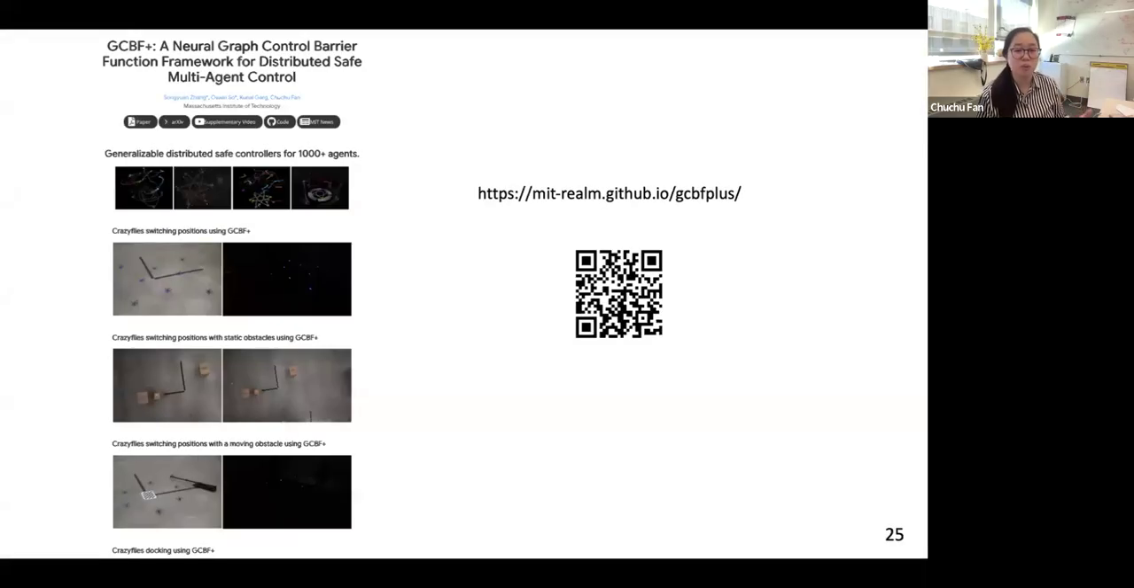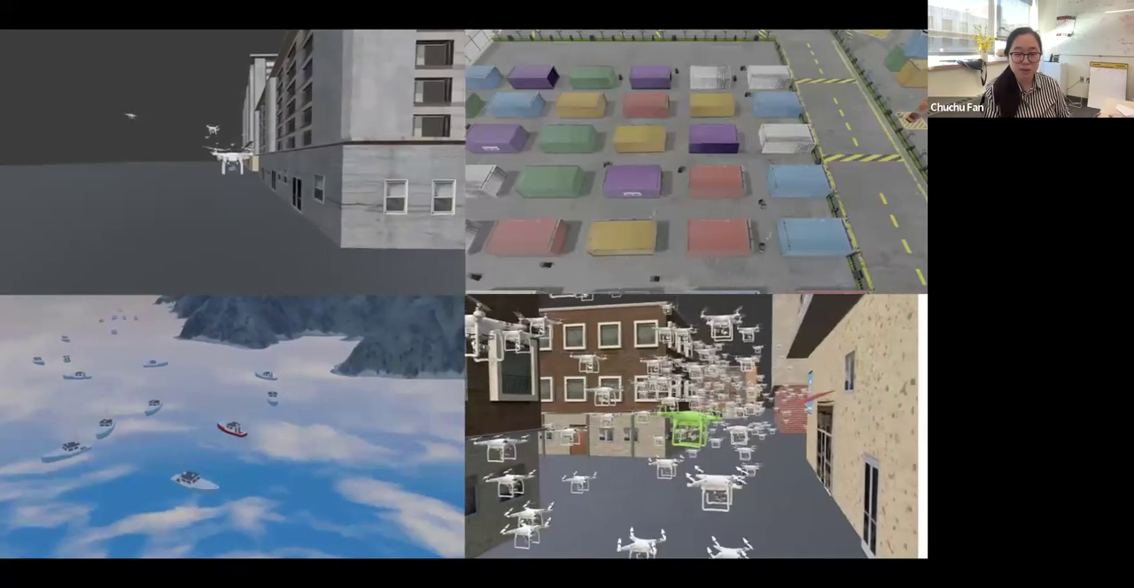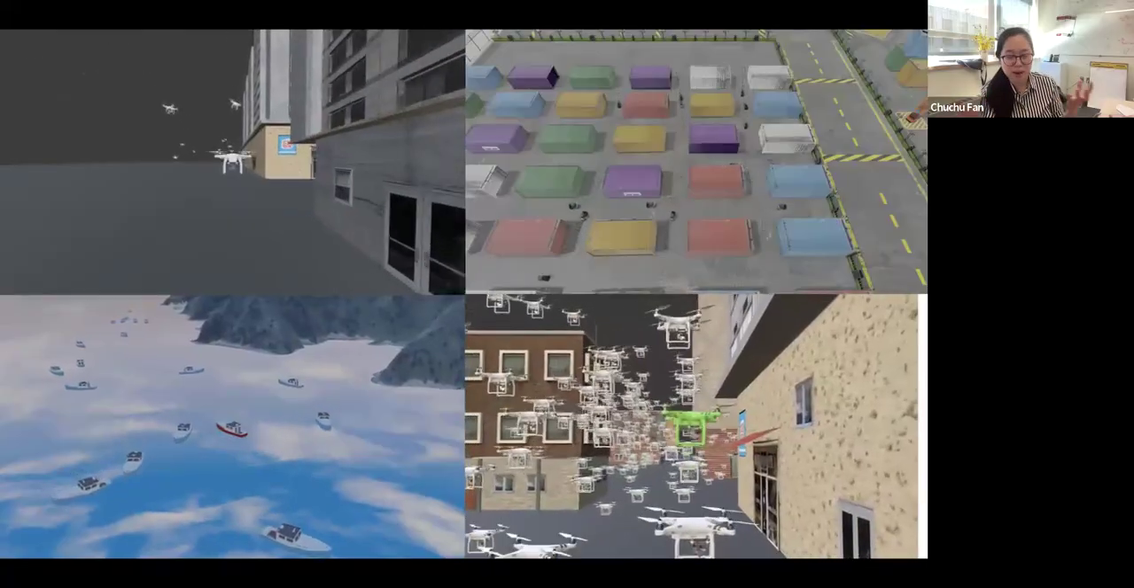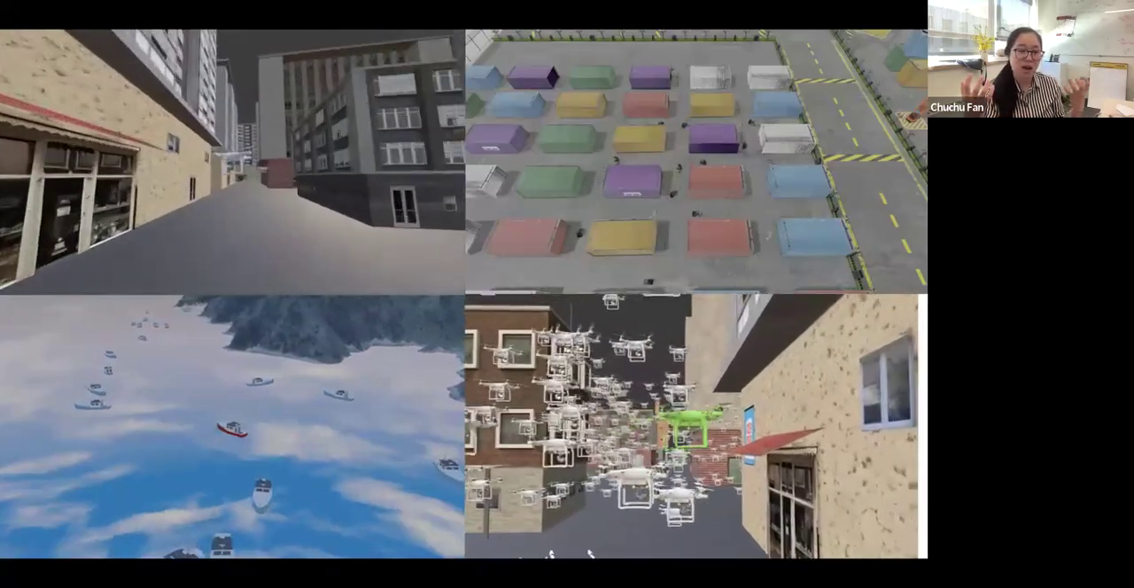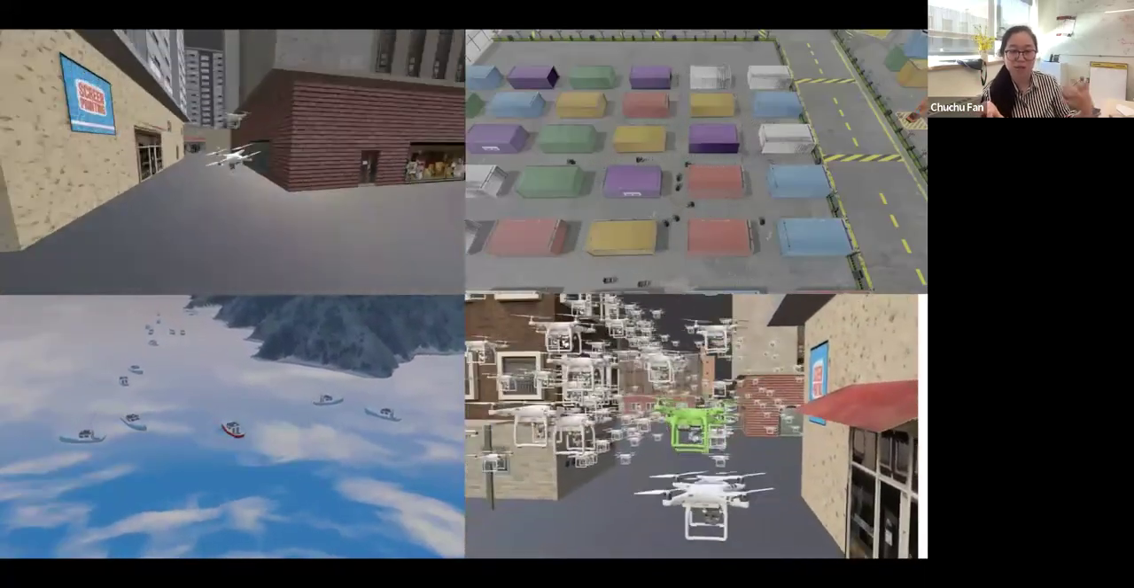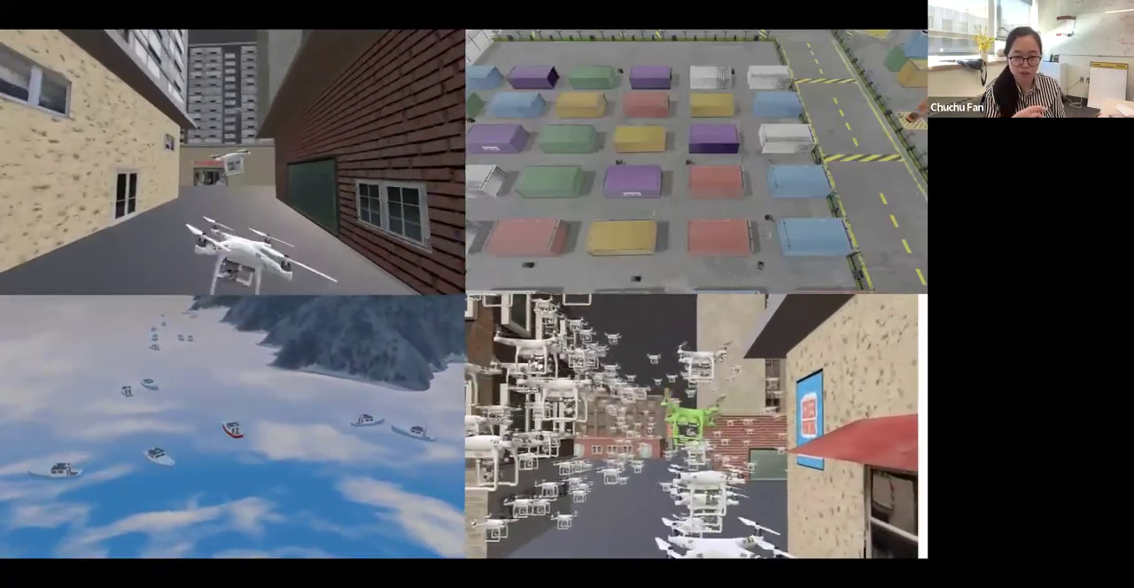And we have a lot of other types of hardware demonstrations. They're all very cute to look at, and you can check out the website. I have a QR code here for GCBF. It's called GCBF Plus because it's a journal version rather than the conference version. But everything I've talked about so far is contained in this website, and you can check it out. And by the way, we also built some simulation environments to test all these different types of robots conducting different types of missions and see how well the learned controllers do.